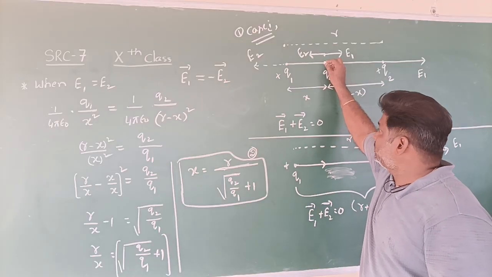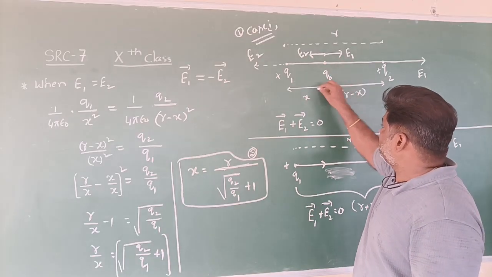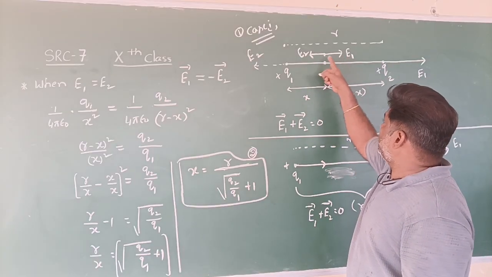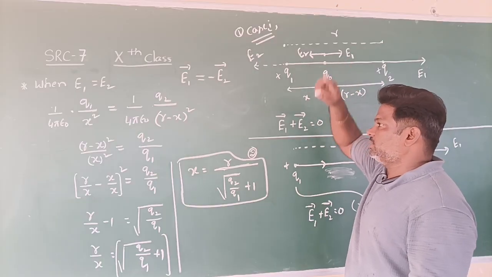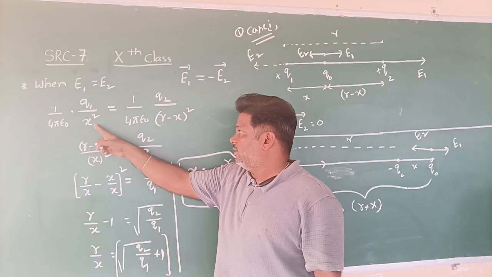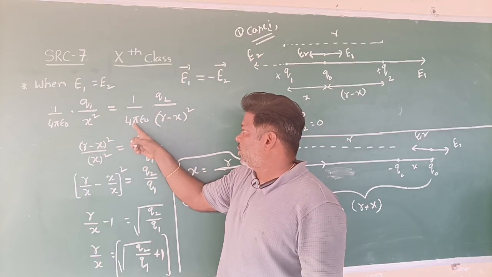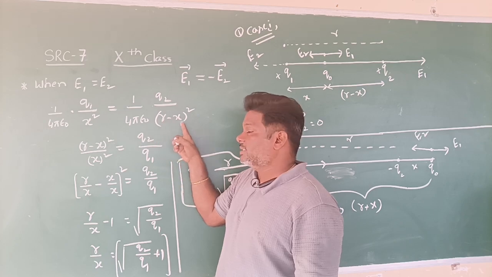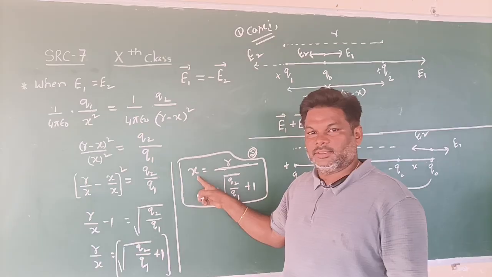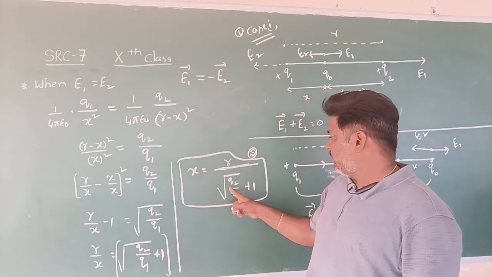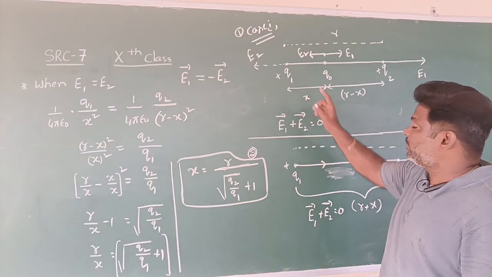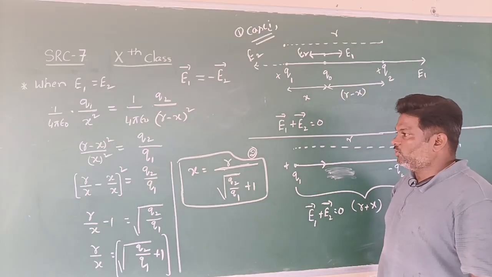Now we need to find out the distance of the null point from Q1 by writing these two formulas E1 and E2 and equating them. What is E1? 1 by 4 pi epsilon naught Q1 by x squared is equal to E2, which is 1 by 4 pi epsilon naught Q2 by r minus x whole squared. By simplifying this, you will get x is equal to r by root over Q2 by Q1 plus 1. So this is the distance of the null point from Q1. Okay, this is how we need to calculate.